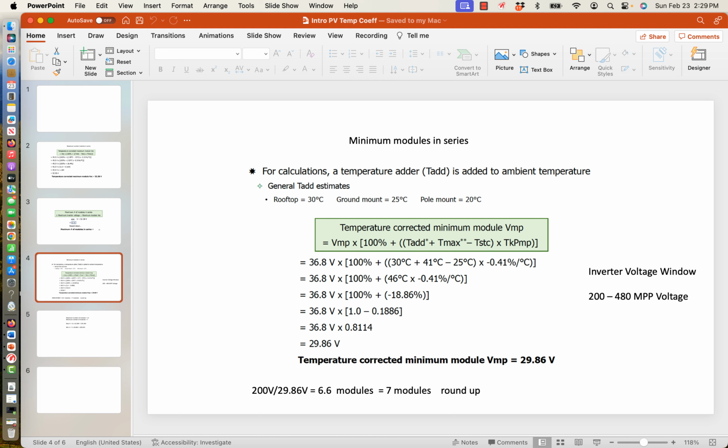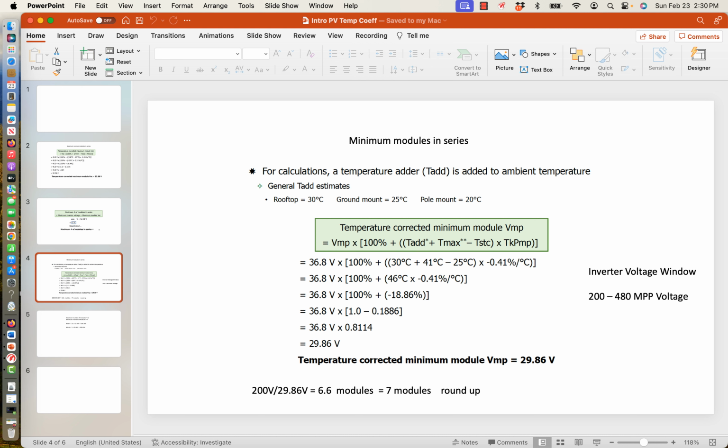Now for calculating minimum number of modules in series, we have roughly the same formula, but we're adding in T add, or temperature adder. T max is the average high temperature for that same location, and that's ambient temperature. So ambient temperature is different from cell temperature. So we have to add an application temperature to boost that up closer to actual cell temperature.